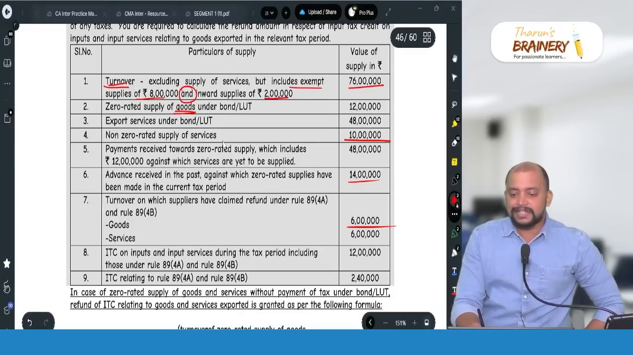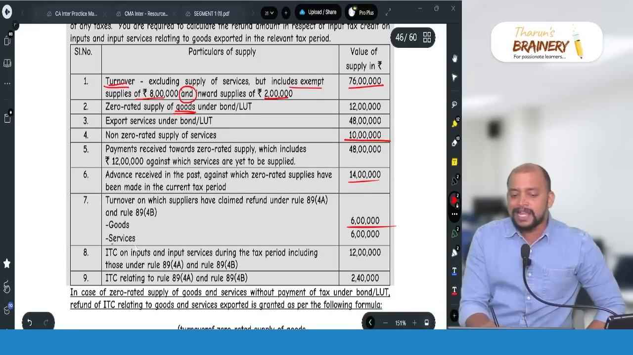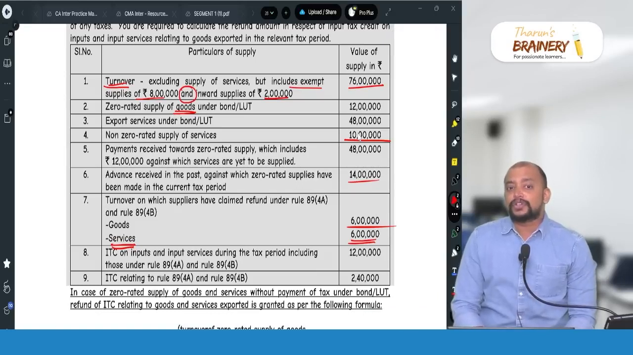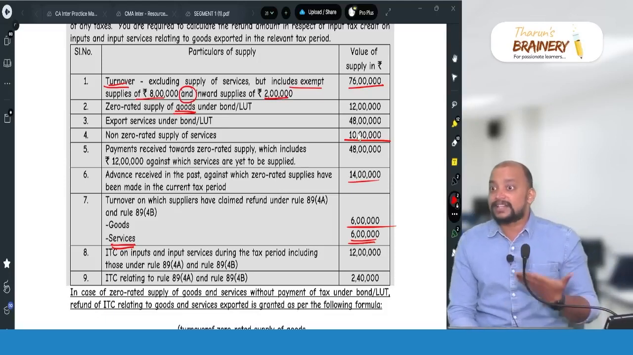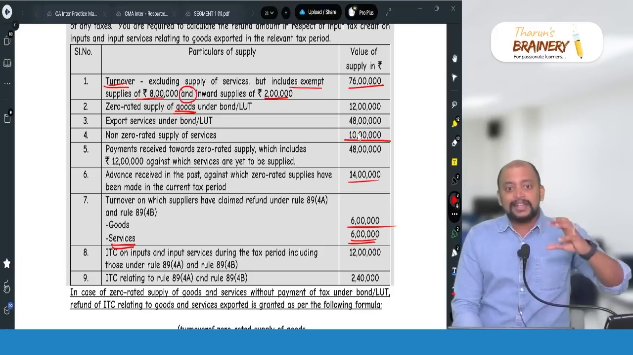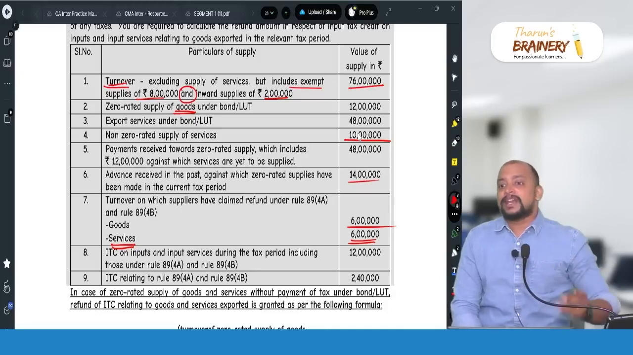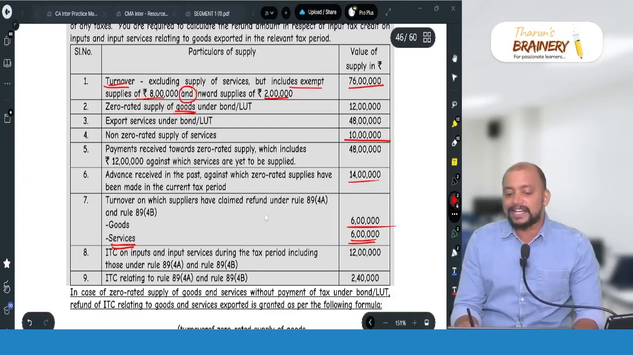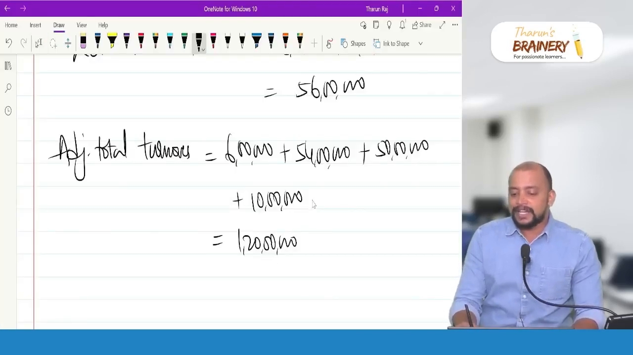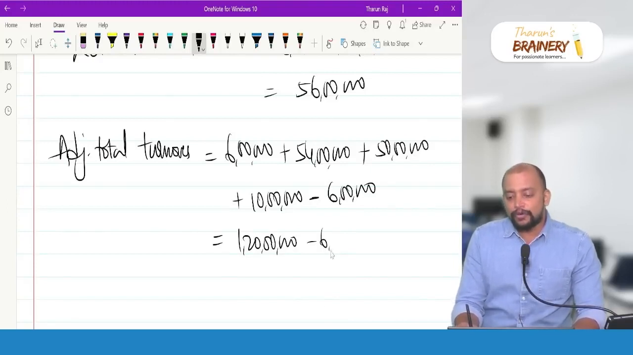Non-zero rated supply of services is 10 lakhs, correct? And the turnover on which suppliers have claimed refund under rule 89 4A 4B for services, 6 lakhs, will be part of non-zero rated. Why should we take out that particular thing? Because the meaning of adjusted total turnover is that we need to take zero rated, non-zero rated minus turnover under 89 4A 4B. As they have given services here under 89 4A 4B, we need to exclude this, which means minus 6 lakhs. Therefore, we will be getting 1 crore 14 lakhs.